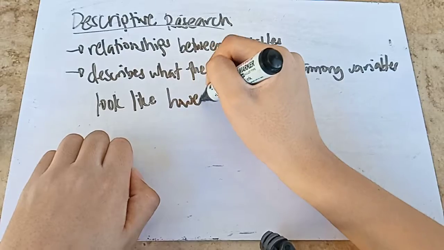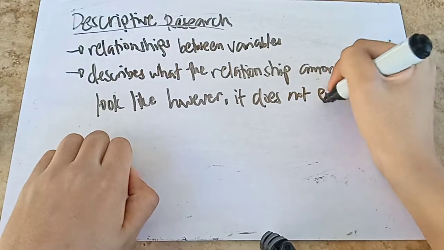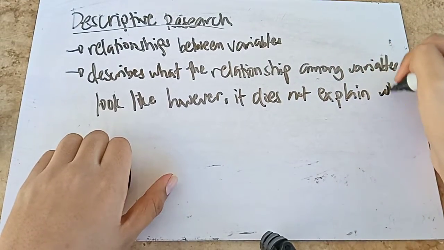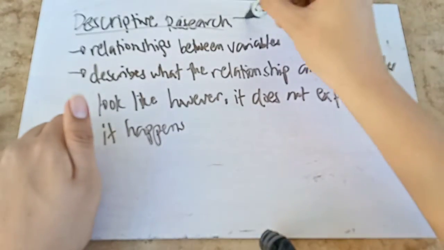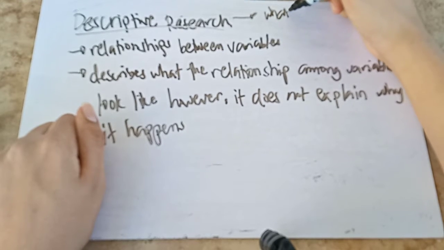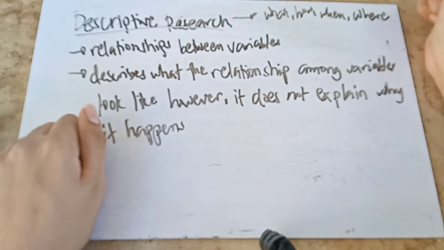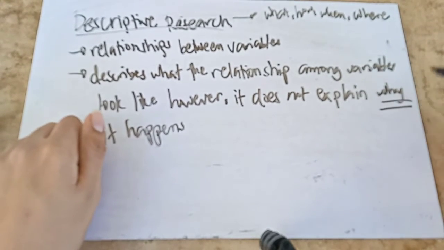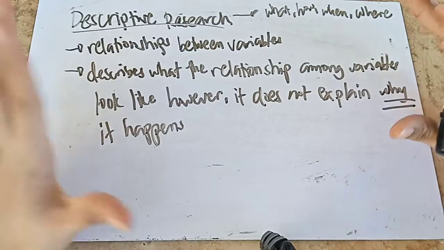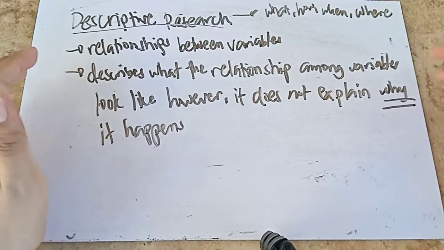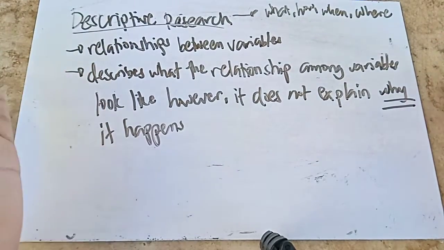However, it does not explain why it happens. So, meaning to say, descriptive research answers the questions what, how, when, where, but never the question why. Descriptive research can describe the relationship without explaining why it happens. And this descriptive research can be used in correlational research.